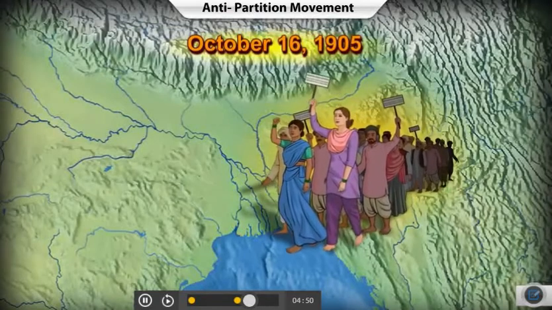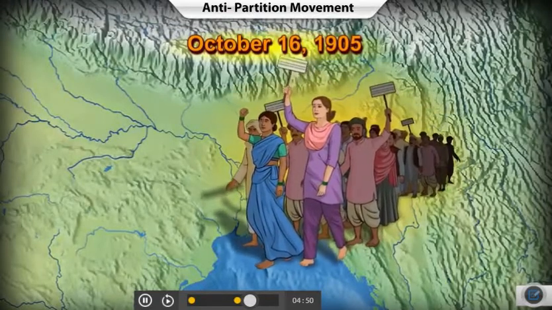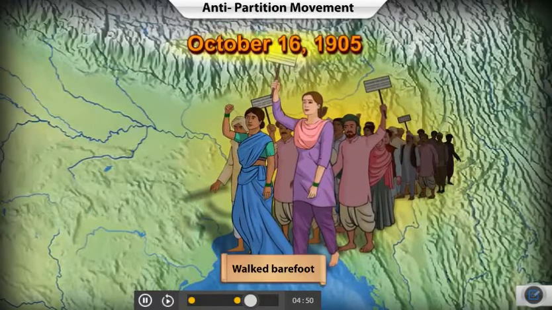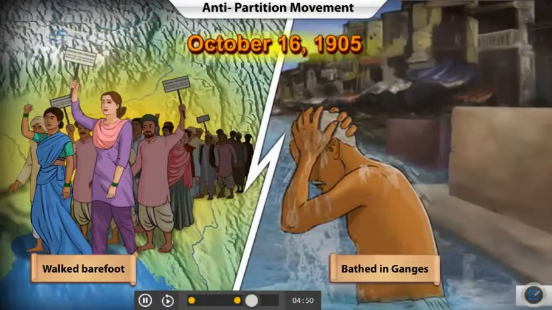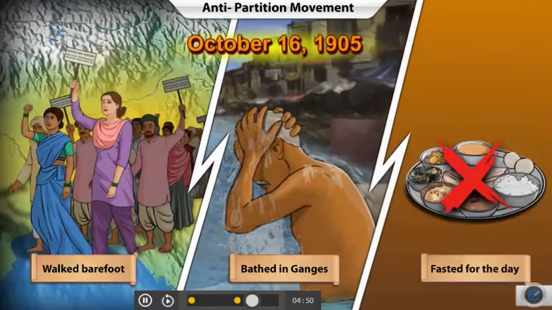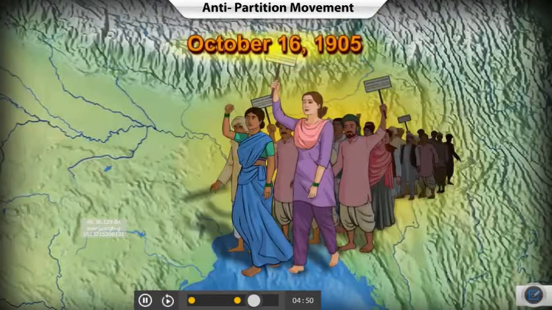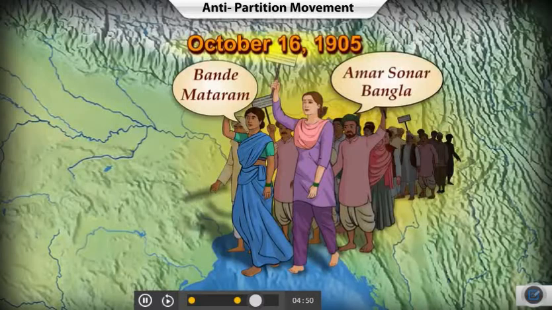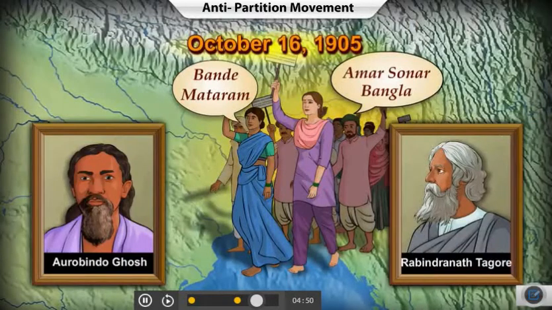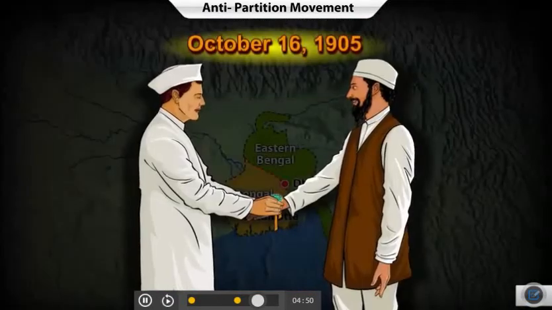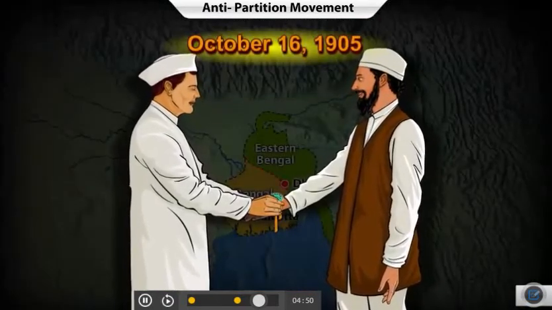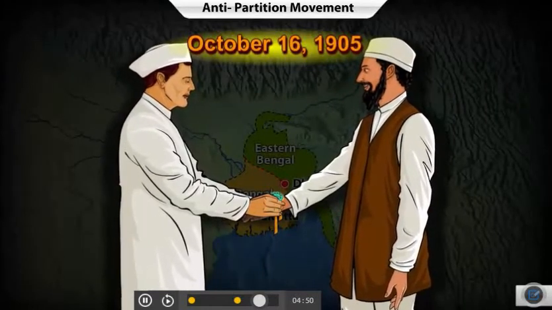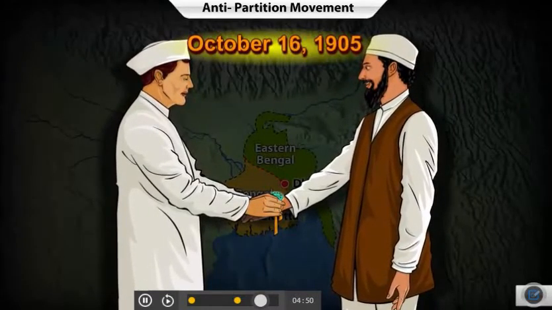The day the partition came into effect, people rallied across the streets of Calcutta by walking barefoot, bathed in the sacred Ganges, and fasted for the whole day. They sang songs like Bande Mataram and Amar Shonar Bangla, penned by Aurobindo Ghosh and Rabindranath Tagore respectively. Both Hindus and Muslims celebrated the sacred ceremony of Raksha Bandhan to express their strong unity.